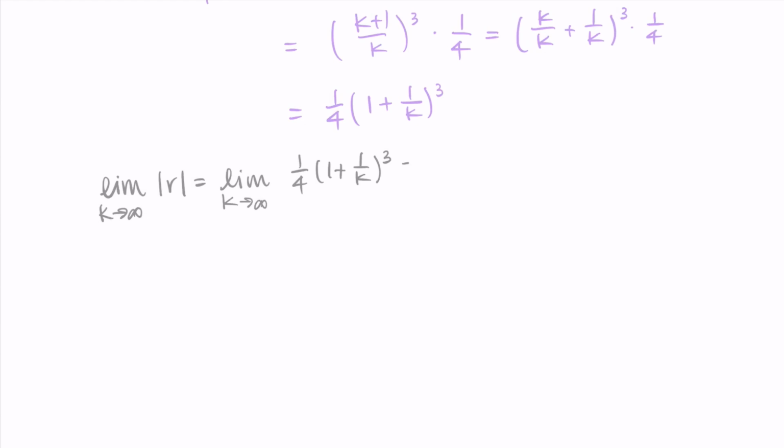cubed. Then as k approaches infinity, that 1 over k goes to 0, so I really just have 1/4 times 1 plus 0 cubed. 1 cubed is just 1, and so I get 1/4. 1/4 is less than 1, meaning this series converges.